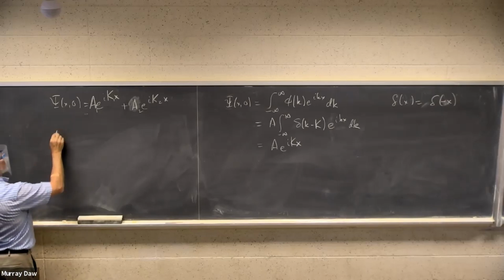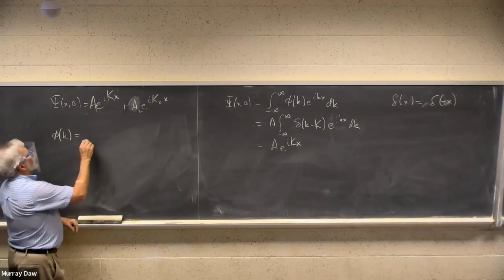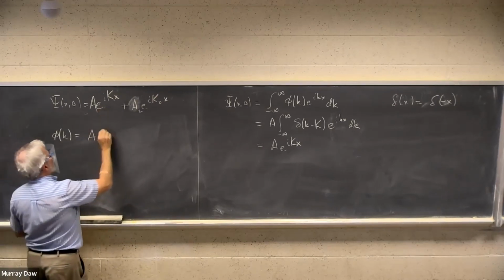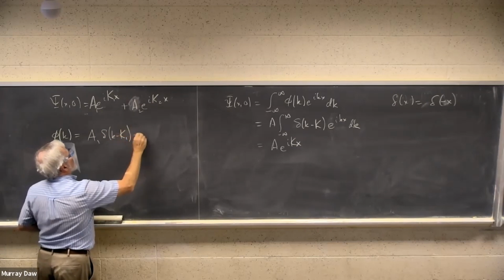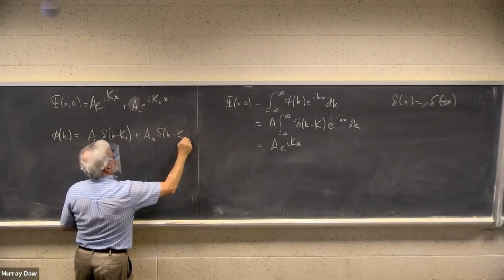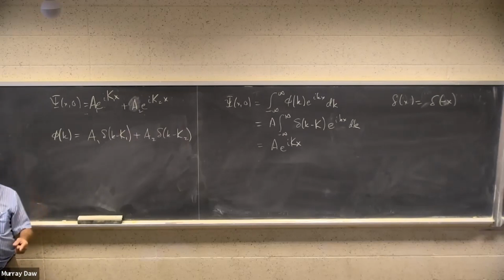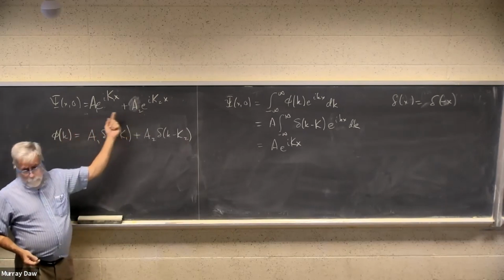Okay, what do you think phi of K is going to look like? Everything is linear. The transform of the sum is the sum of the transforms. All of this is linear stuff. So what is the transform of this? We just did it. So this spectrum has two peaks in it, one at big K1 and the other at big K2. And those are the two modes that contribute.